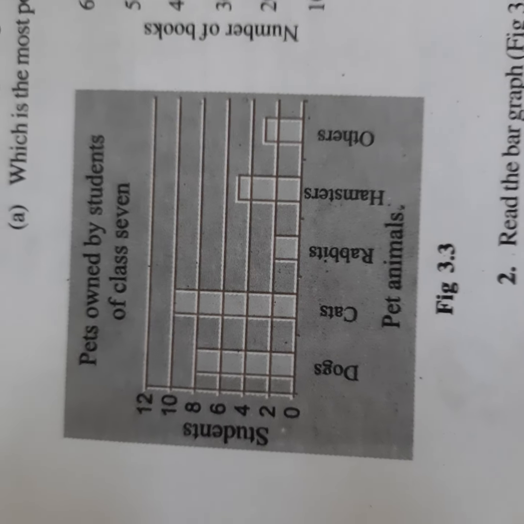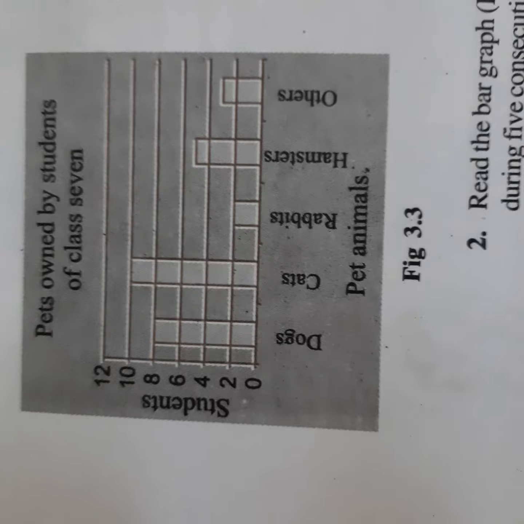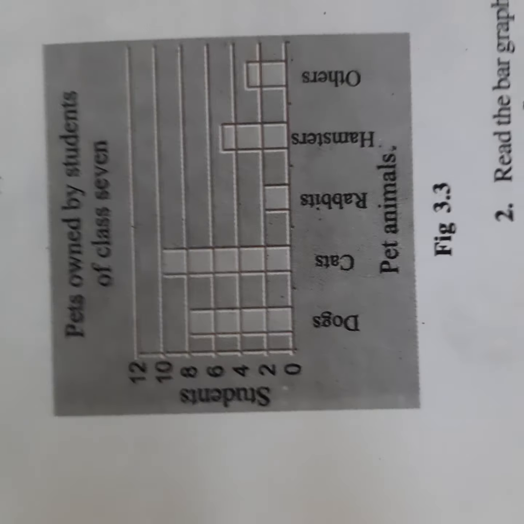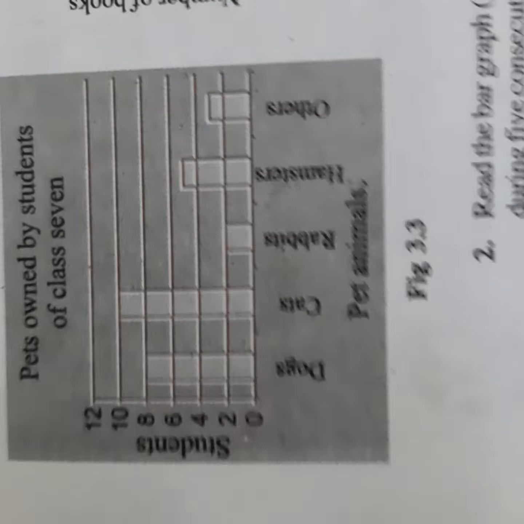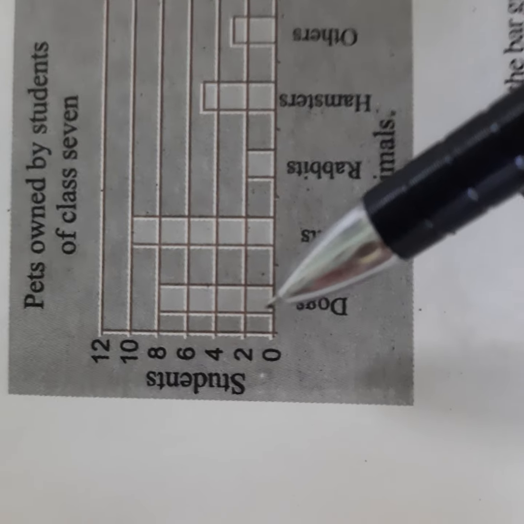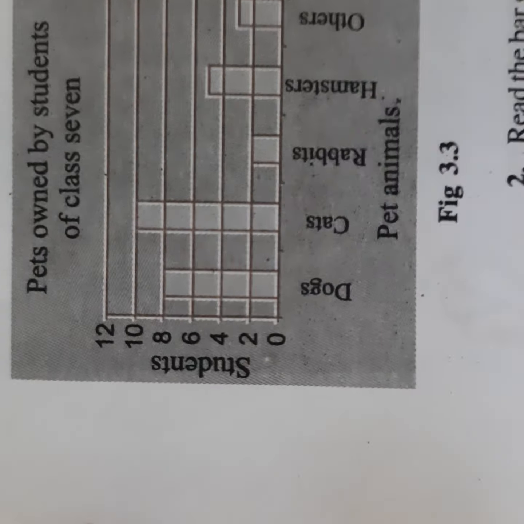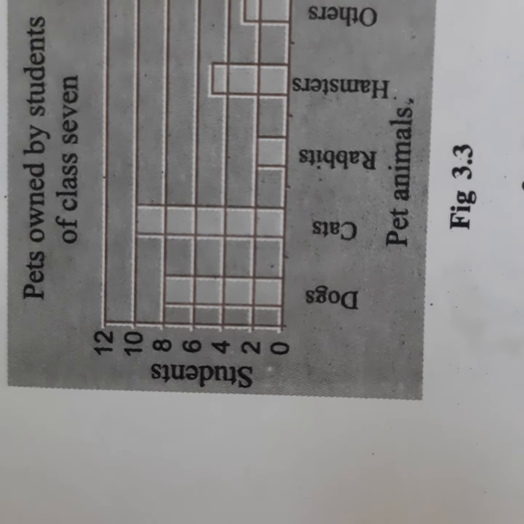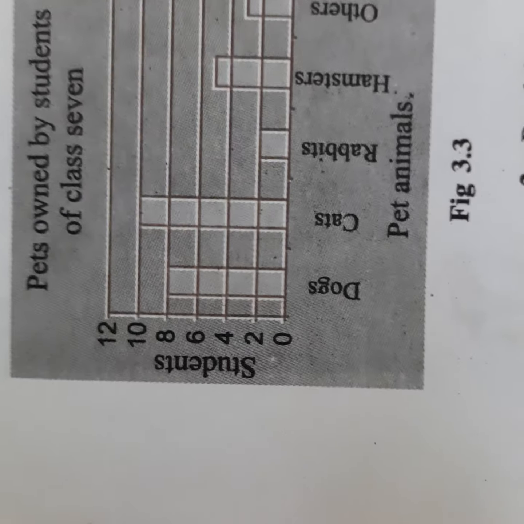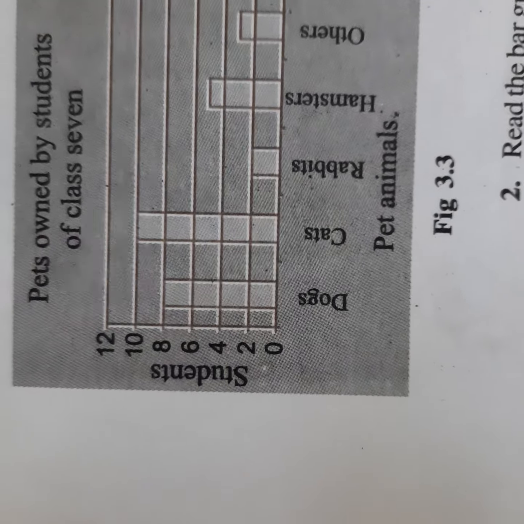Now B, how many students have a dog as a pet? So read from here, dogs. 2, 4, 6, 8. So 8 students have a dog as a pet. So all of you write down the answer here. Which is the most popular pet?